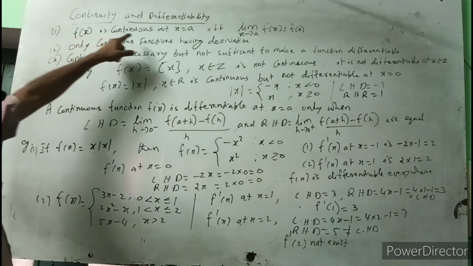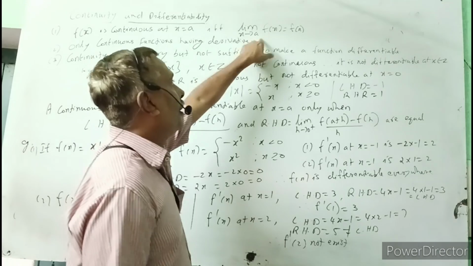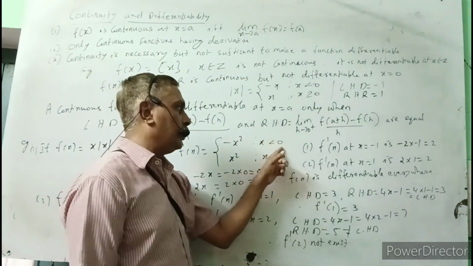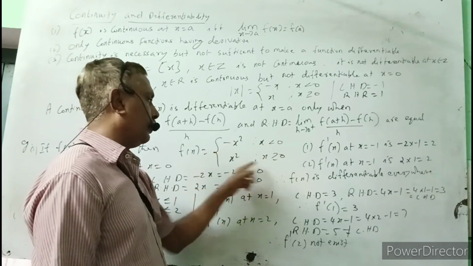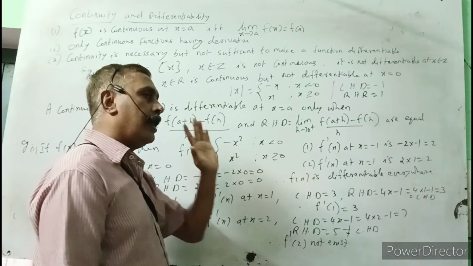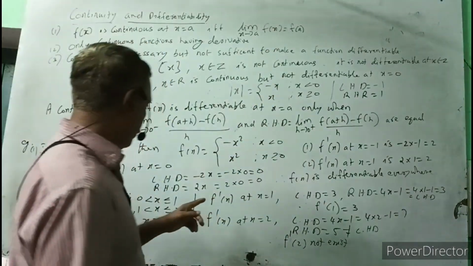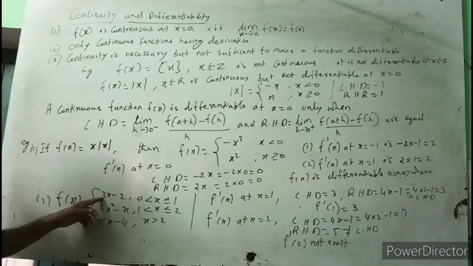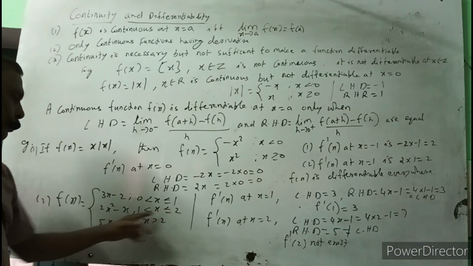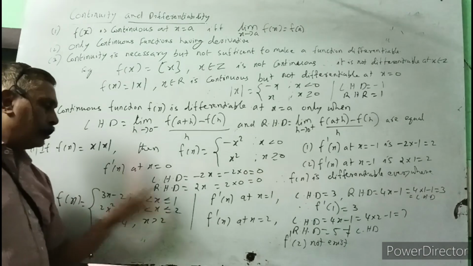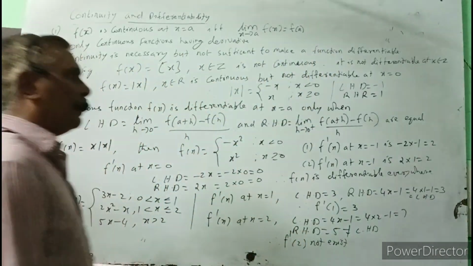So that is written: f of x is continuous at x equal to a if and only if the limit and f of a are the same. Suppose I want to check 0, you check f of 0, which is coming 0, and the left hand limit and right hand limit all come 0, so it is continuous. In this function, if I put 1 directly here, then also the left hand and right hand limits are the same. If you put 2 directly here, then also the left hand limit, right hand limit and f of a are the same. So all are continuous functions.